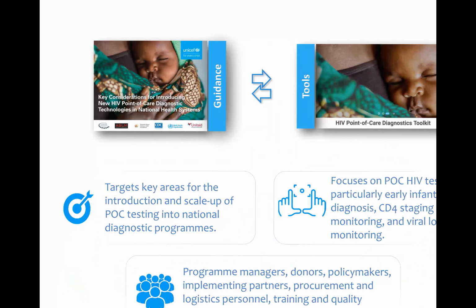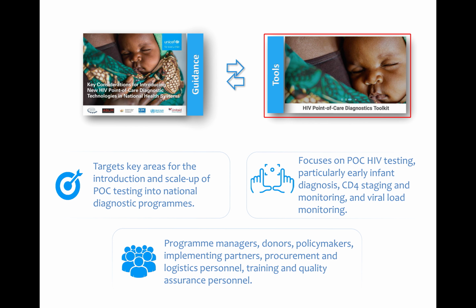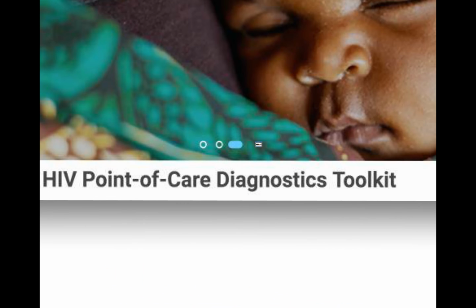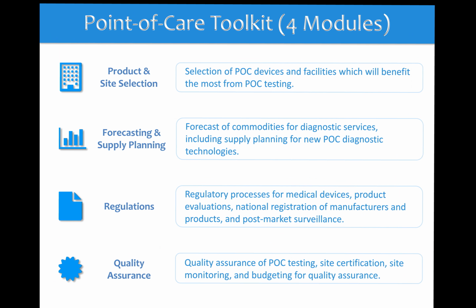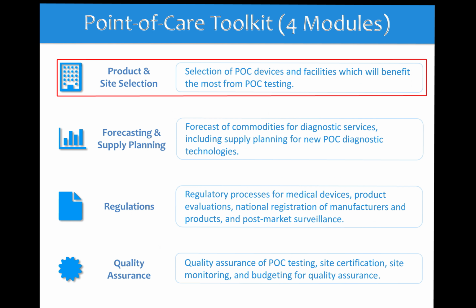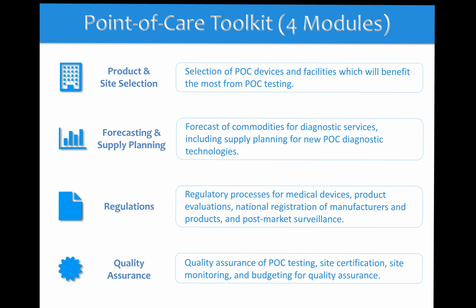Linked to the guidance document is a Point-of-Care Toolkit, which is a digital repository of tools and resources to support the introduction and scale-up of HIV point-of-care technologies. The toolkit can be accessed through the Children and AIDS website shown here, which is managed by UNICEF. At this stage, the Point-of-Care Toolkit contains 4 modules: Product and Site Selection, which contains tools to help countries select the most appropriate point-of-care technology and the facilities which will benefit the most from point-of-care testing.